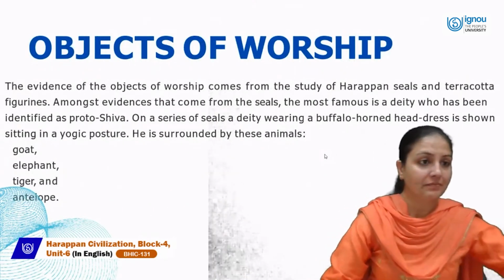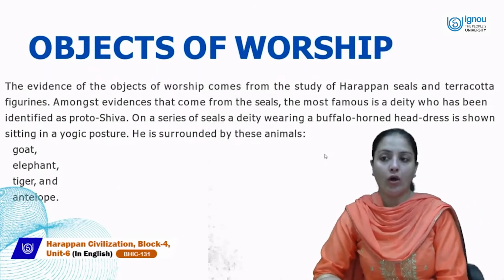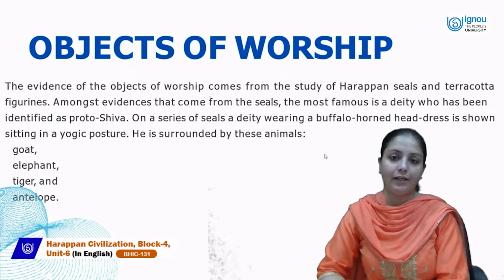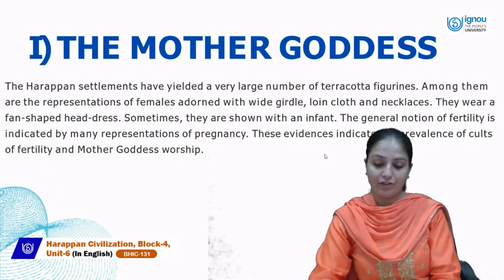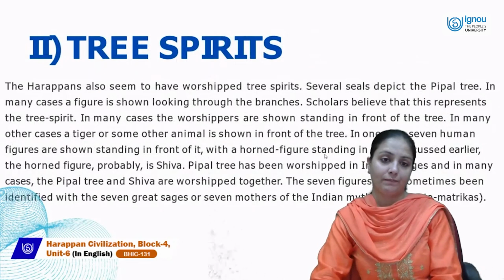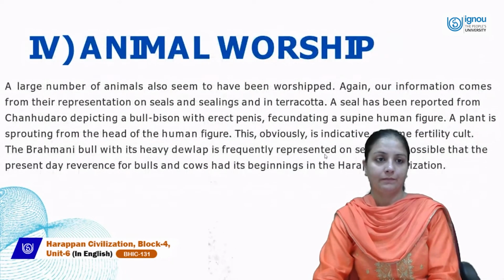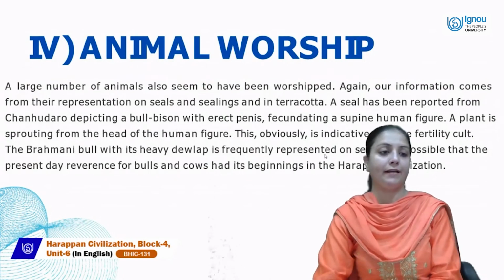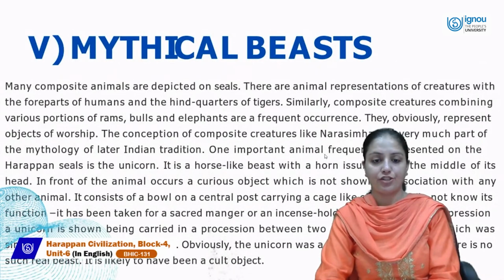Evidence of objects of worship comes from the study of Harappan seals and terracotta figurines: the one-horned unicorn, buffalo horn headdress, goat, elephant, tiger, antelope, the mother goddess which we have seen in excavation, tree spirits, the peepal tree worshipped, mythical heroes, animal worship, the one-horned bull, bison, which were worshipped at that time, and so many mythical beasts, which also appear in later Indian tradition.